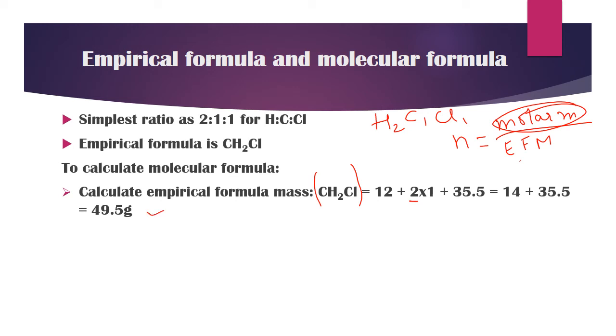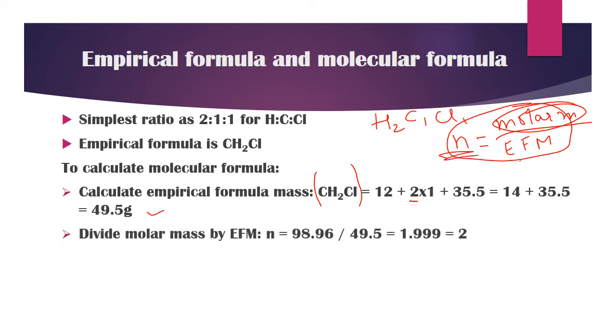So this value we will substitute in this formula and we will find out the value of N. Molar mass given in the question is 98.96. So that divided by the empirical formula mass, the value comes to 1.999, which is of course rounded off to the whole number value, that is 2. So the value of N is 2 in this case. For this numerical, the value of N is 2.